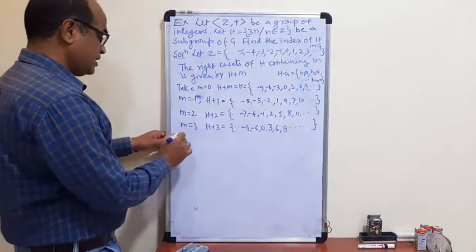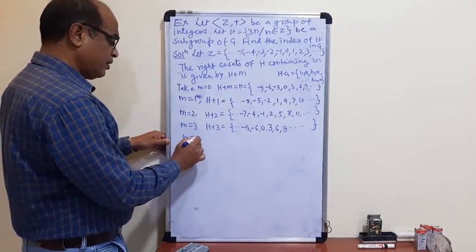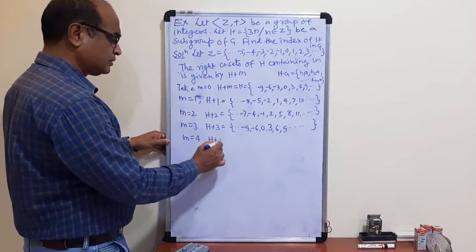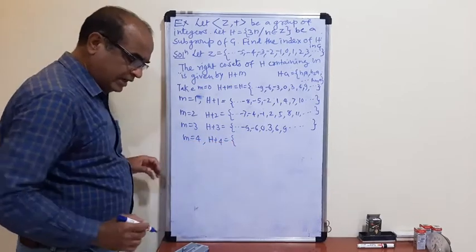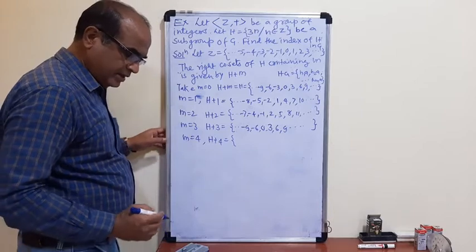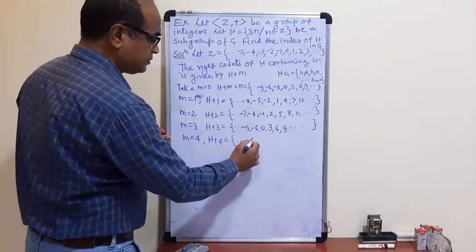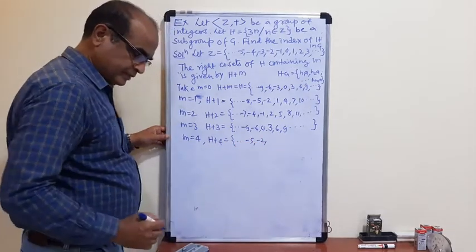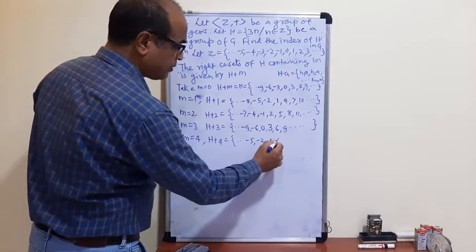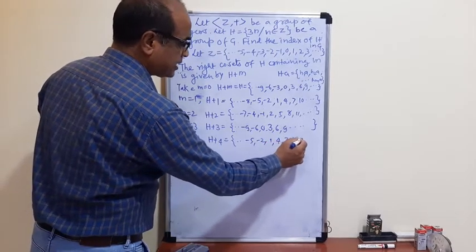Okay. So then put M is equal to 4. Then H plus 4 is what? Similarly, adding 4 to each corresponding element. So what happened here? This is minus 5, minus 2, and then 1, 4, 7, 10 and so on.